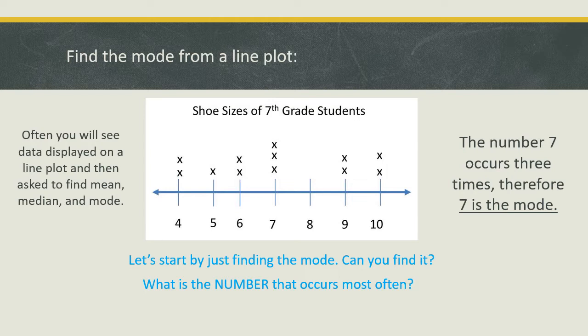You can see the number 4 has 2 x's, therefore number 4 appeared 2 times. Number 5 only has 1 x, so it appeared 1 time. 6 has 2 x's, so there are 2 6's. And 7 appears 3 times. 9 appears 2 times, and 10 appears 2 times. So 7 repeats more often than the rest, therefore the number 7 is the mode. Make sure you don't put that the mode is how many x's there are. The x's represent the number 7, so the mode is the number 7.